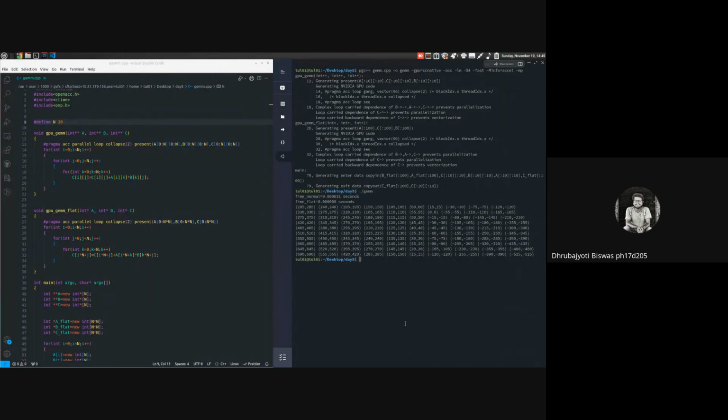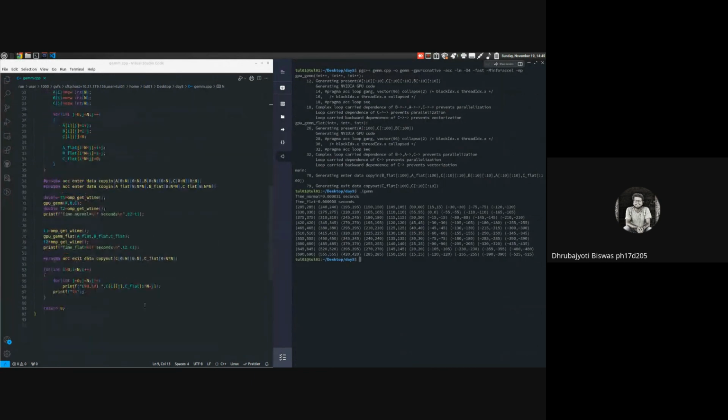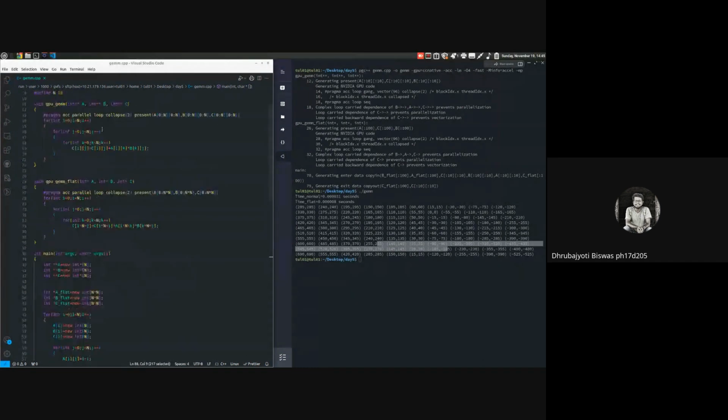Yeah, you see, I have printed the result from doing it in both ways. So in that case, all the entries are matching, if you see. So that means my algorithm is now correct. So now we will comment this out and try it for a larger system size.